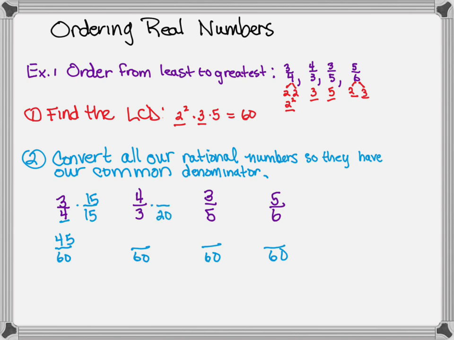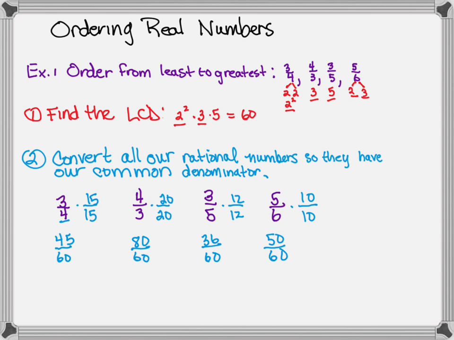Okay, 3 times 20 gives us 60, so we'll form a form of 1 out of 20, and then we'll multiply 4 times 20 to give us 80. 5 times what gives us 60? That's 12. We'll form a form of 1 out of that. 3 times 12 is 36. 6 times what is 60? That's 10. We'll form a form of 1 out of that. That's 10 over 10. And then we'll multiply 5 times 10 to get 50 as our new numerator.